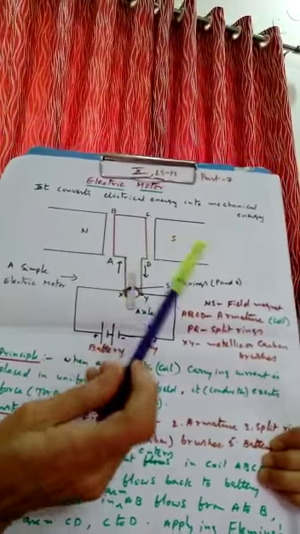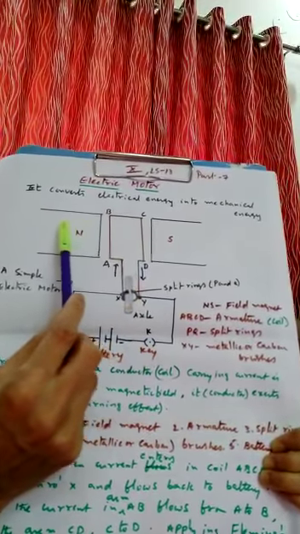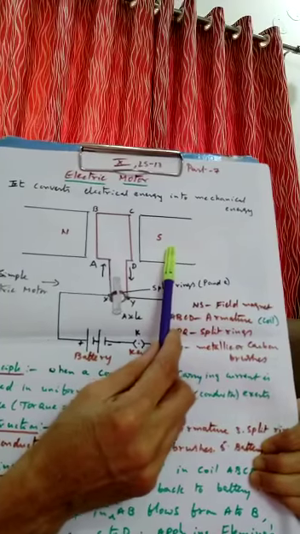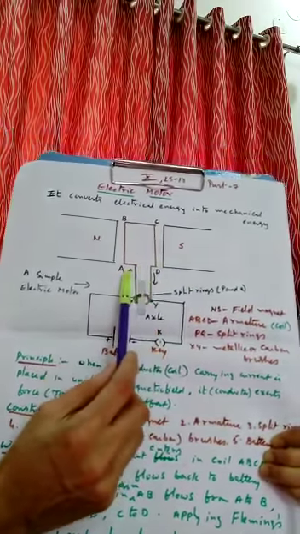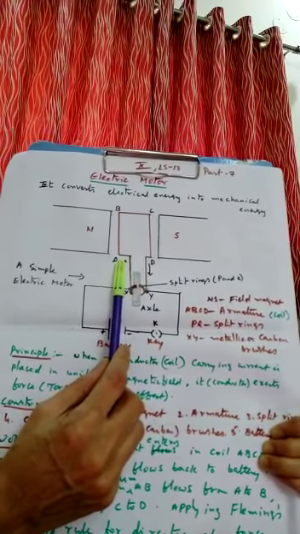This is the diagram of an electric motor. It consists of, as I told you, first the field magnet. NS is a field magnet, a strong magnet. And ABCD is an armature. What is an armature? I explained already.